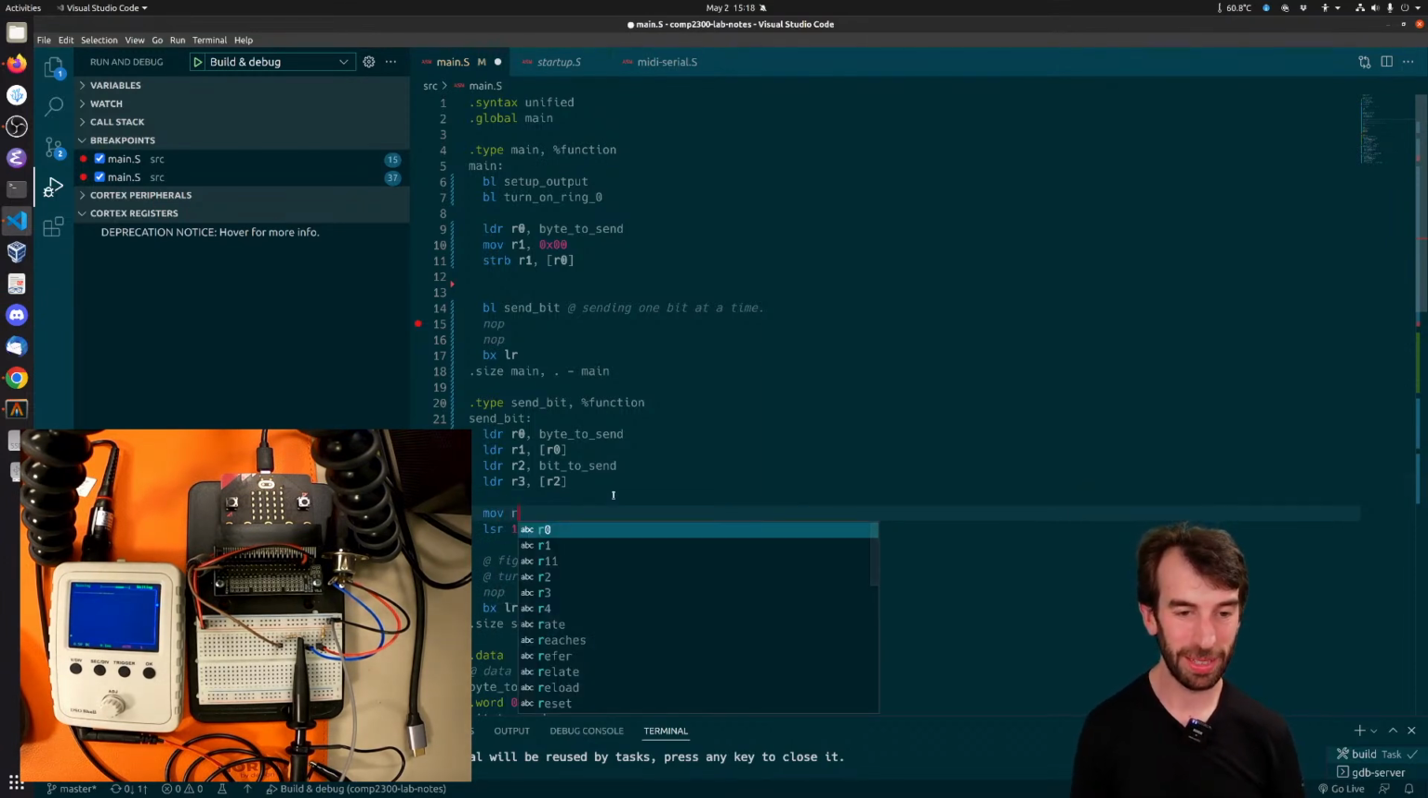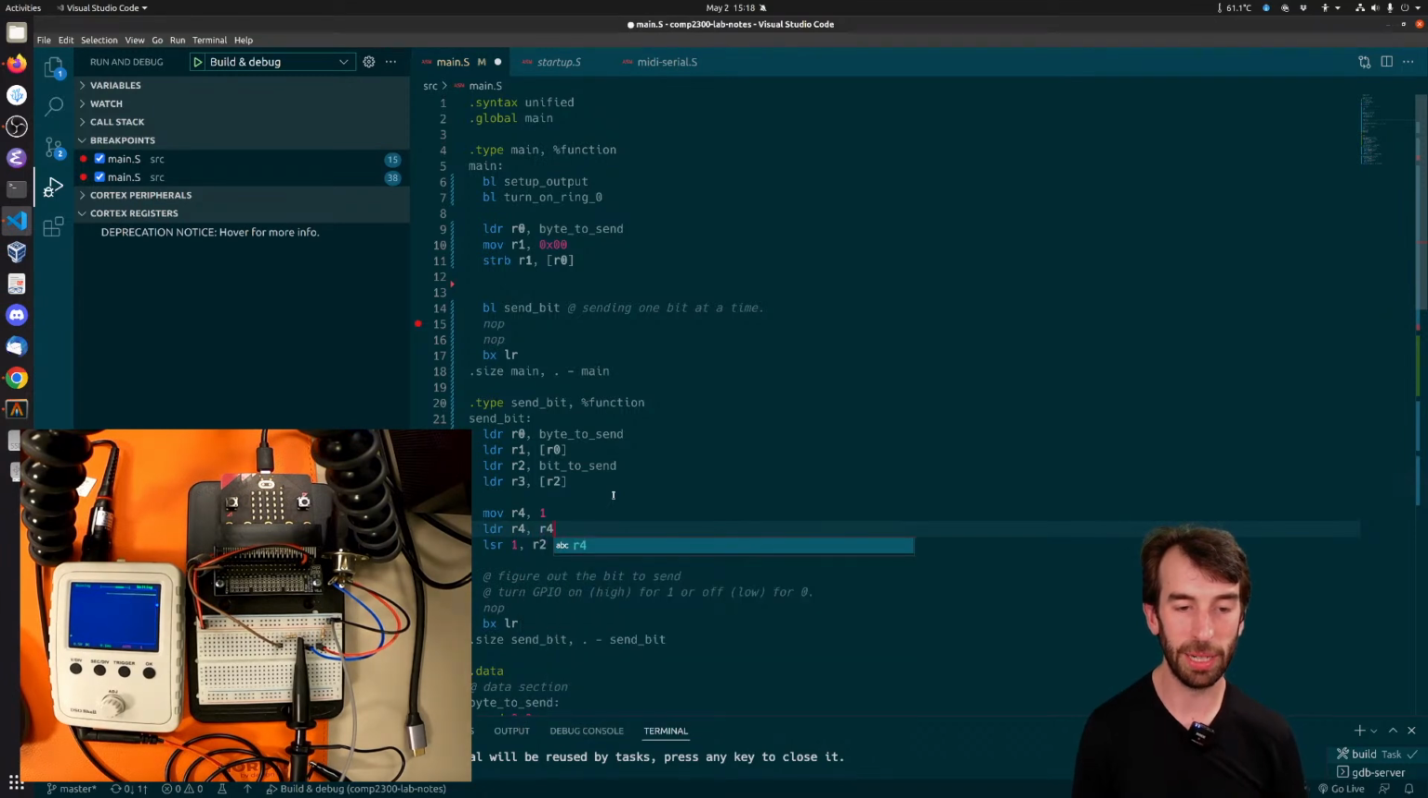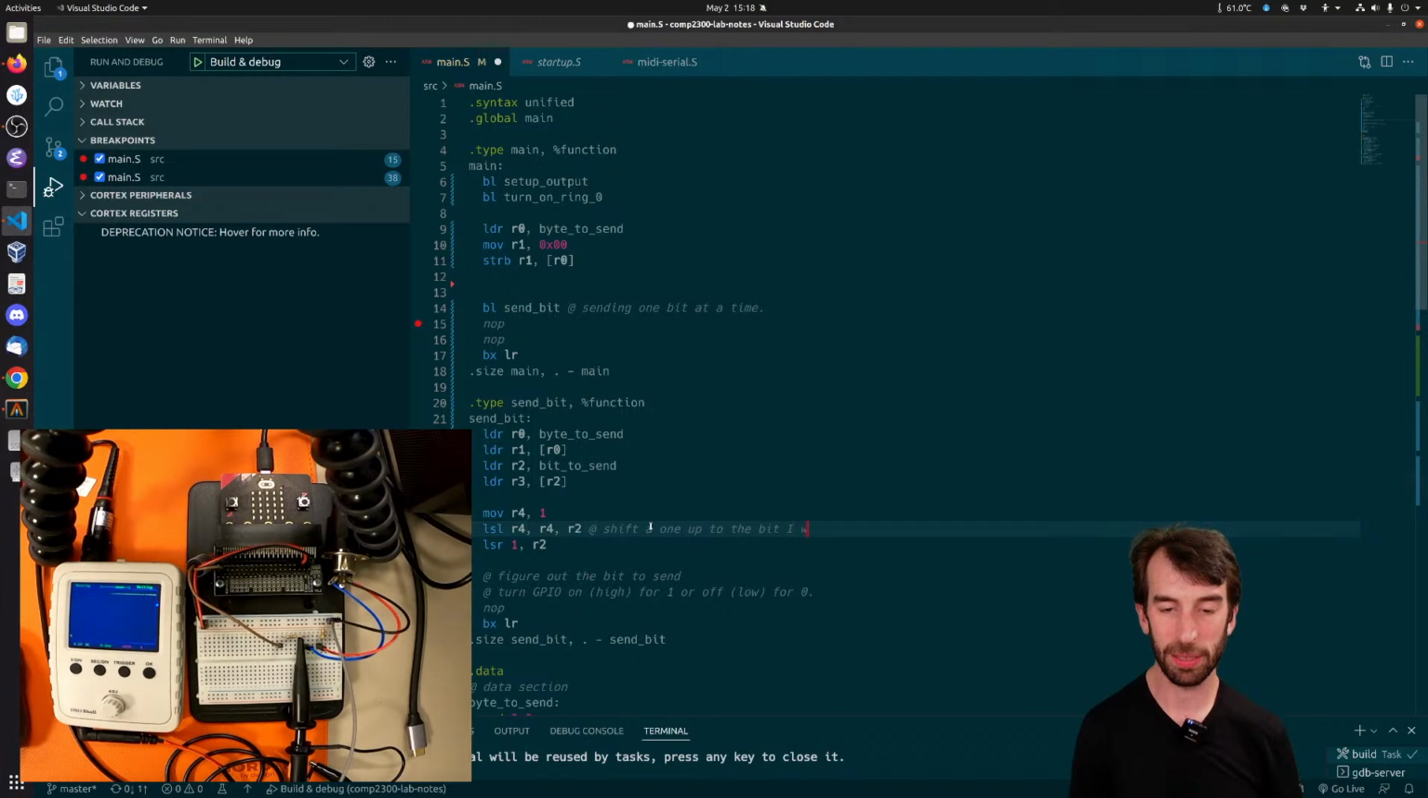Mov R4 1, LSR R4 R4 R2. So it's not LDR, LSR. Logical shift right. It should be logical shift left, not logical shift right. It's going to shift a 1 up to the bit to send.